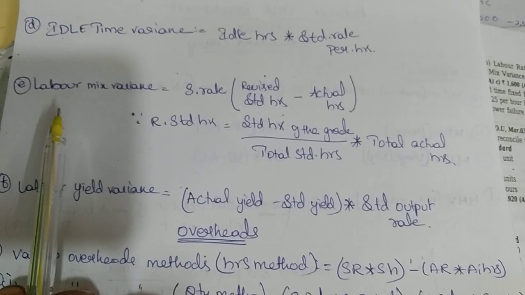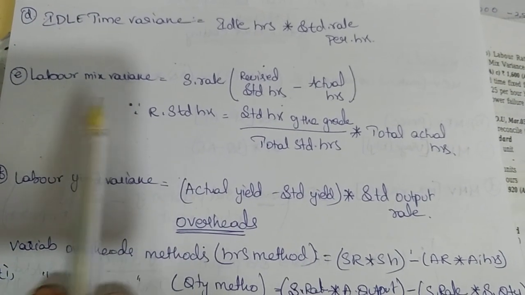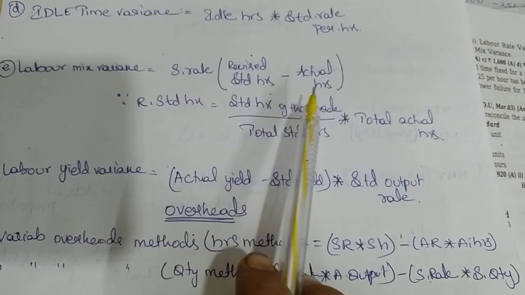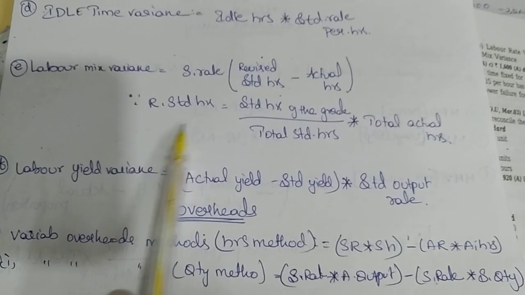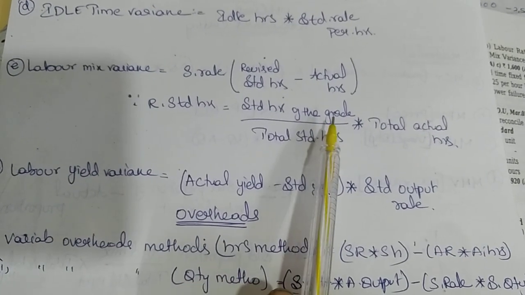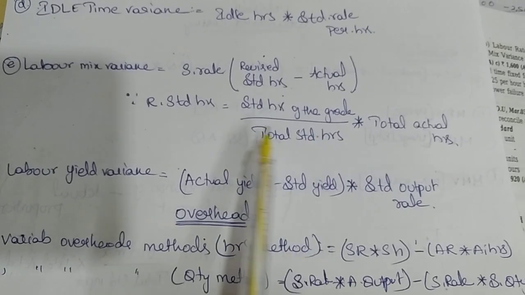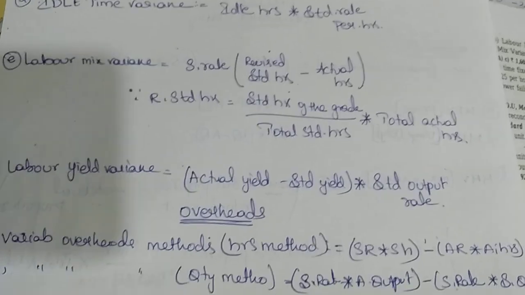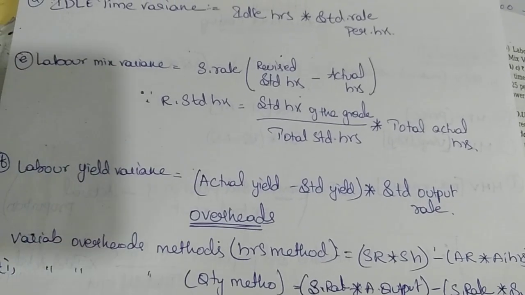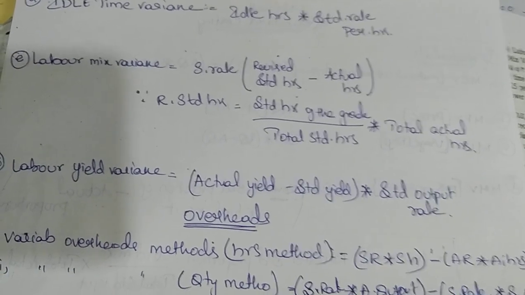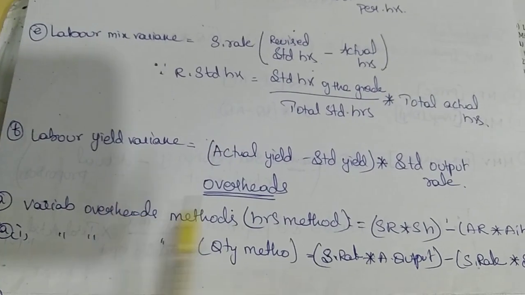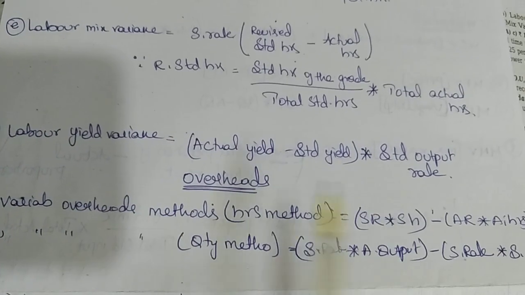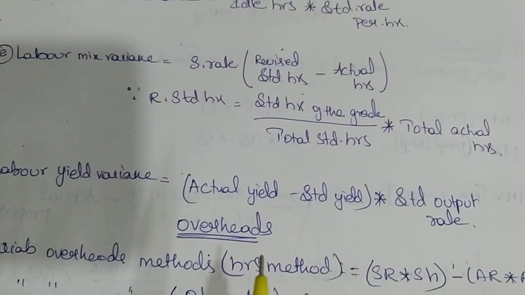Just like the material mix variance, we have the labor mix variance, which is again revised standard hours minus actual hours, multiplied with standard rate. Revised standard hours is standard hours of the grade divided by total standard hours, into total actual hours. This is similar to how we did it yesterday. And labor yield variance is actual yield minus standard yield, multiplied with standard output rate. This is similar to your material yield variance.